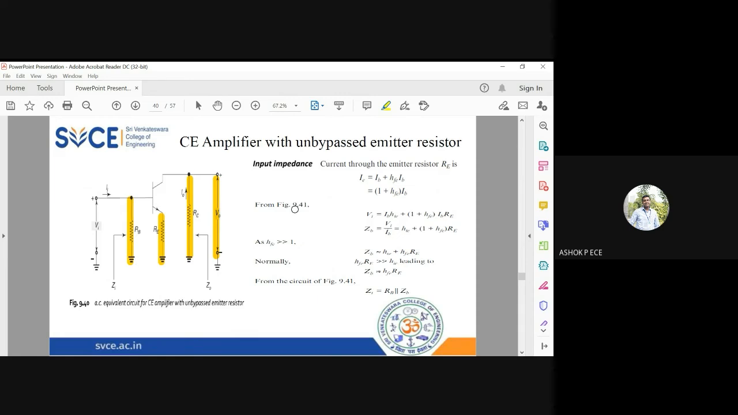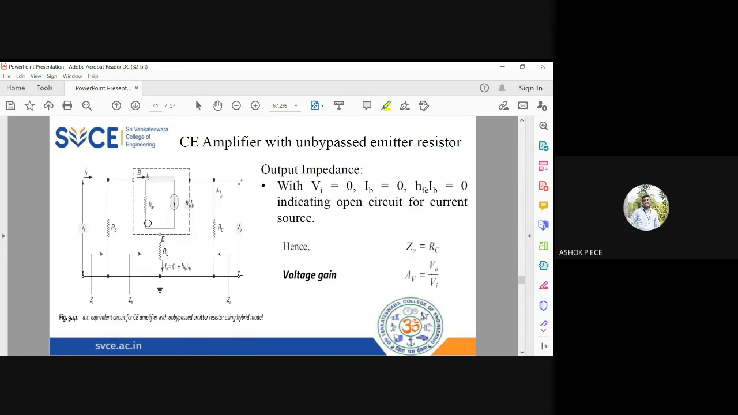From the AC equivalent circuit, we will be drawing the h parameter model. See here, this is the h parameter model. So hie, hfe will be there. This is for all transistors. Here you will have RC, here you have the emitter resistance RE, and here you have the base resistance RB. So this is your input voltage. You measure output voltage here.